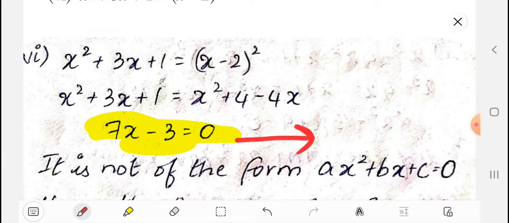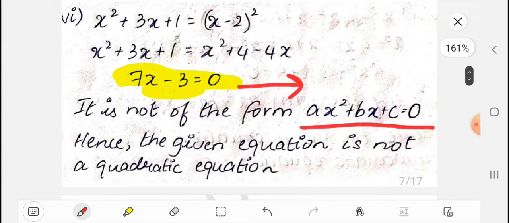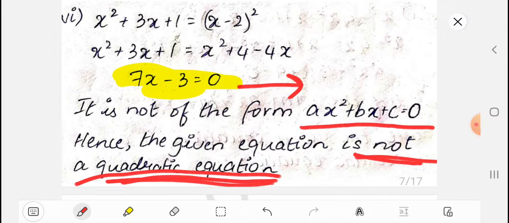We observe that the expression which we have got is not of the form ax square plus bx plus c equal to 0. Therefore, what can we conclude by this? We can conclude that it is not a quadratic equation.